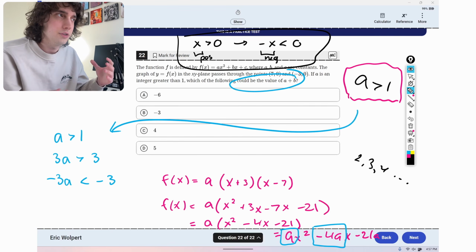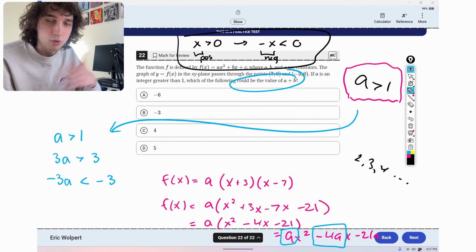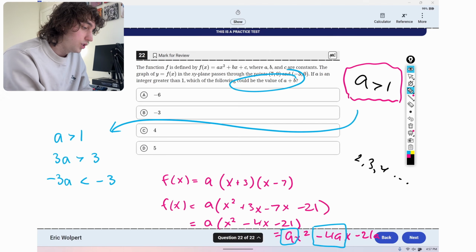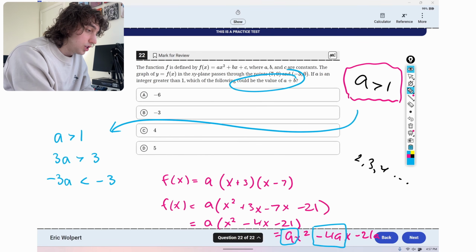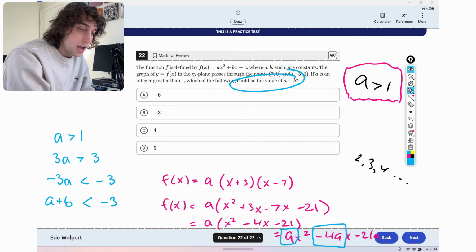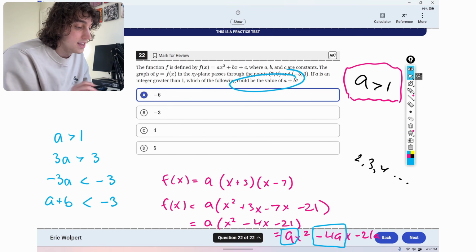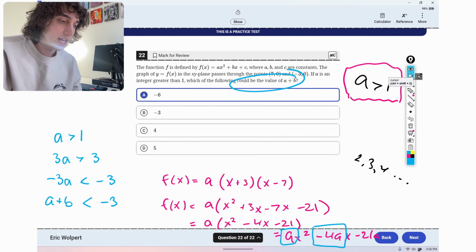But by this point, you should have that memorized and just do it instinctively when you're doing algebra. So we get negative 3a has to be less than negative 3, which as we recall is the same as a plus b. So a plus b has to be less than negative 3, and only one of these answer choices is less than negative 3. So lots of stuff going on here.